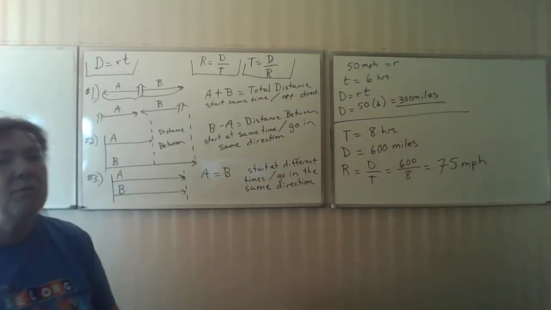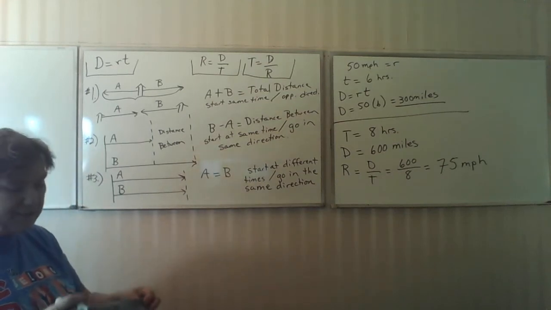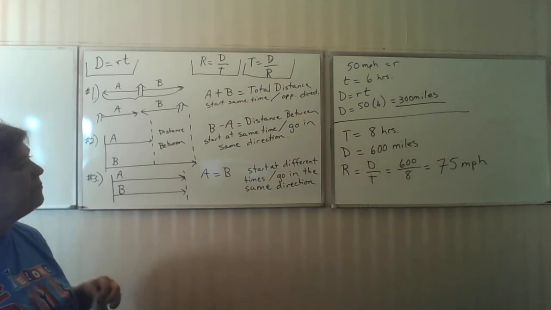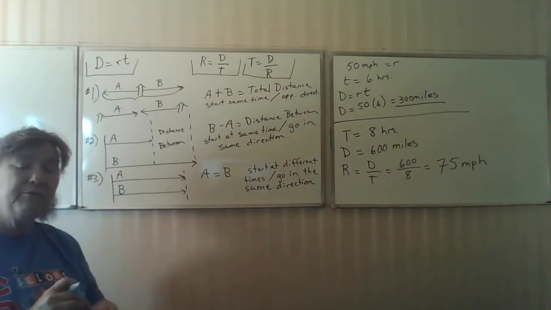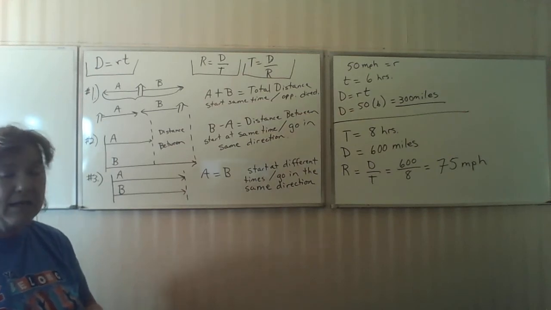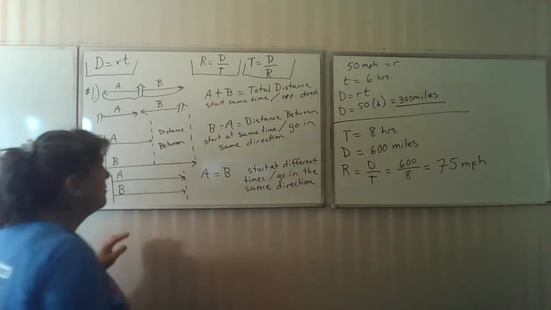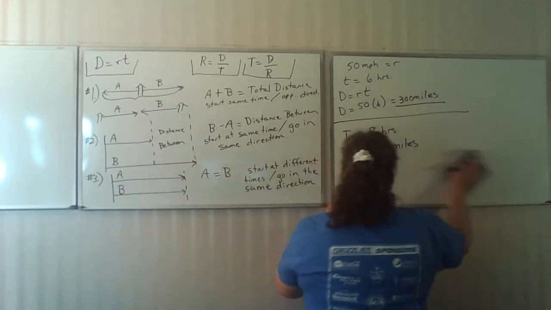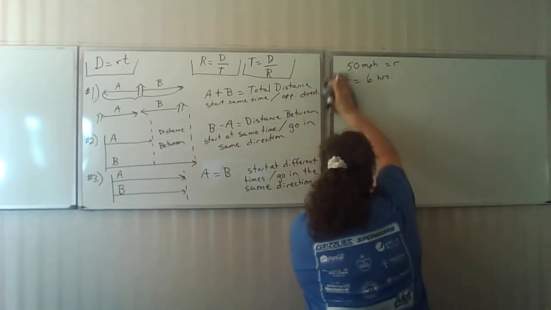So you see how we do these. If we need to know the distance, we multiply rate times time. If we need to know time, we're going to divide distance by rate. If we need to know our rate, we're going to divide distance by time. So there's different things that are required each time. Okay, now let's look at one of the more complex problems.